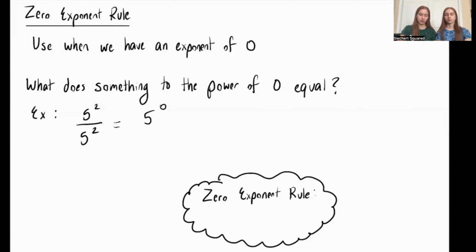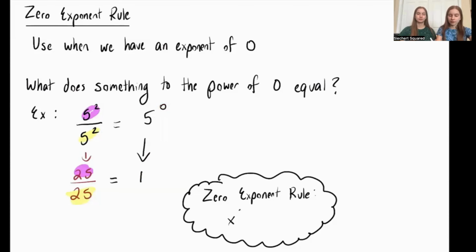So another way we could have done it is 5 squared, that's just 25. So you have 25 over 25. We just took our fraction and rewrote it using numbers instead. And then we end up with 25 divided by 25, and that's really just 1. And the answer 5 to the 0 is actually the same as the answer 1. So this is a really easy way of showing that anything to the power of 0 is going to end up equaling 1.